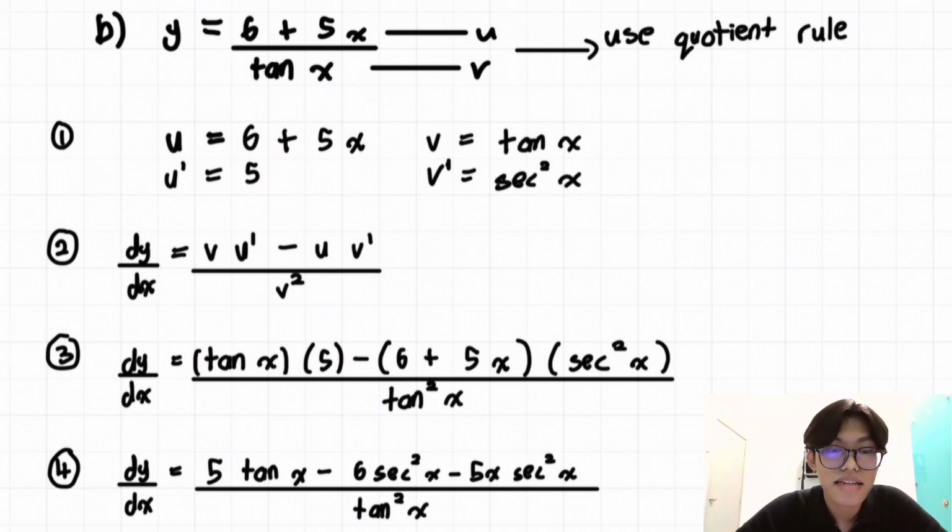So we will get dy/dx is equal to (tan(x) times 5 minus (6 plus 5x) sec^2(x)) over tan^2(x). So then we just have to multiply all the numbers in the bracket and then we will get the final answer, and that is dy/dx equal to (5 tan(x) minus 6 sec^2(x) minus 5x sec^2(x)) over tan^2(x). Okay, now let's move on to question 3.